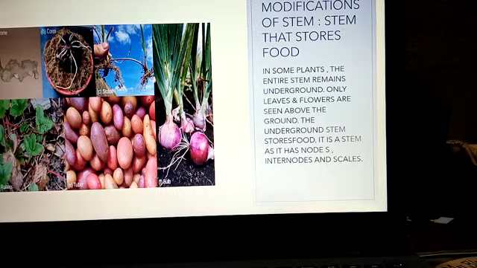As it has nodes, internodes and scales, it is nothing but the stem part. So what is a node? The node is a point where the leaf comes out in the shoot system. The distance between two nodes is called the internode. How do we say it is a stem? Because it has nodes, internodes and scales. So this is the first modification of the stem, that is, the stem that stores food.